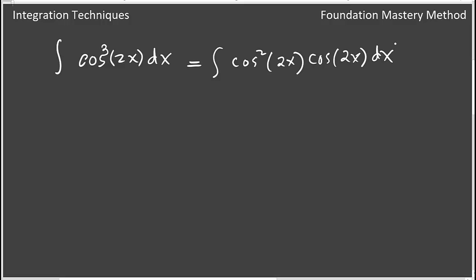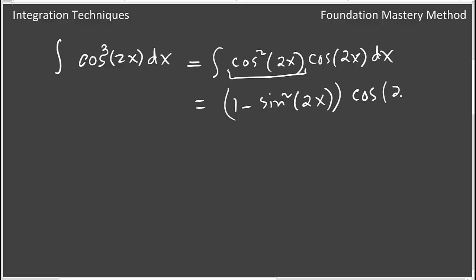So we make a substitution in a way that reduces our problem to a known form. Cosine squared is written as 1 minus sine squared; I can write it like that from the trig identity. And then you have cosine 2x dx.